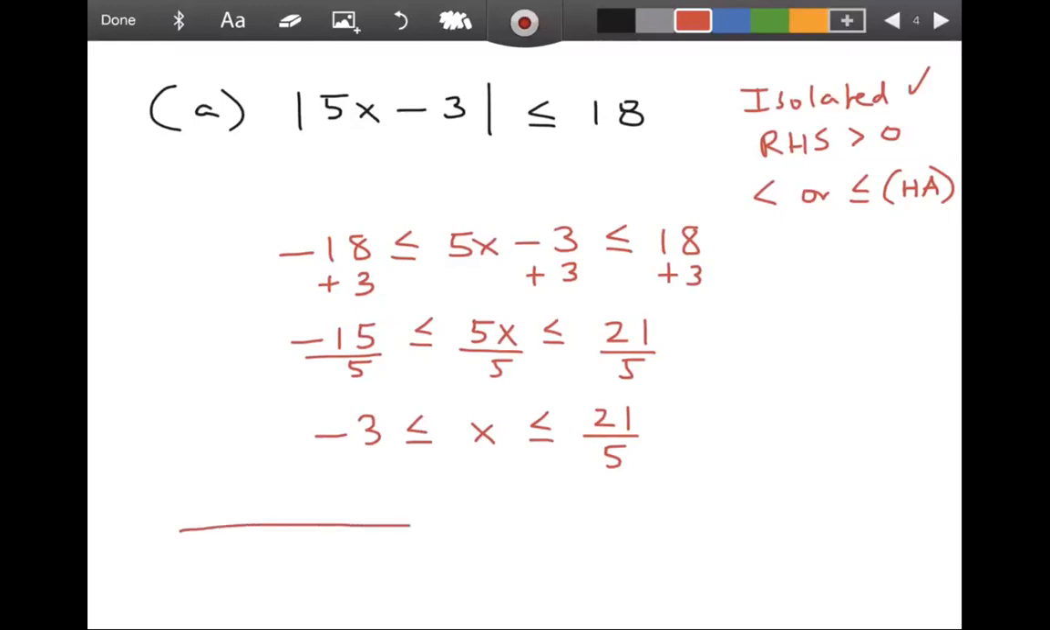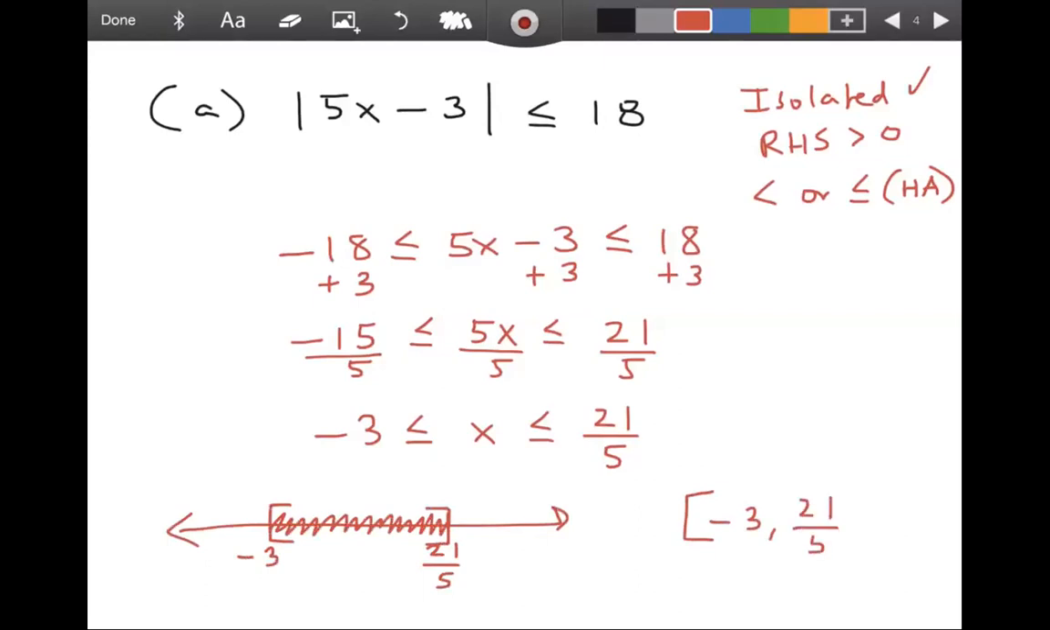On a number line, this solution set looks like this. It's just the interval between negative 3 and 21 fifths. In this case, the endpoints are included. All right, and then in interval notation, it just looks like this.